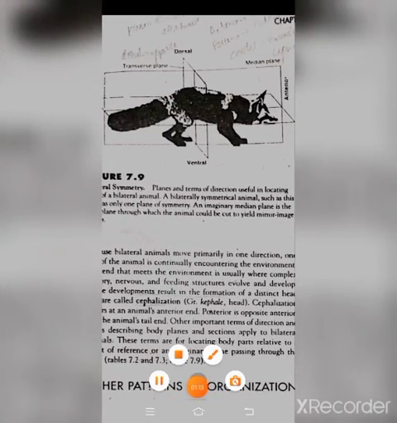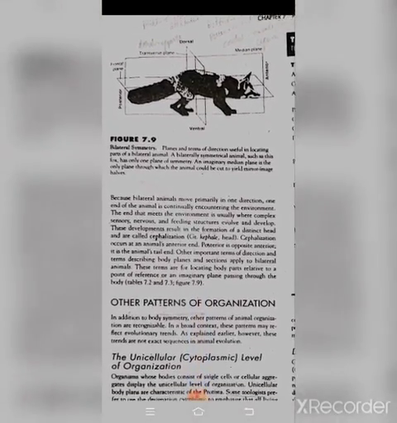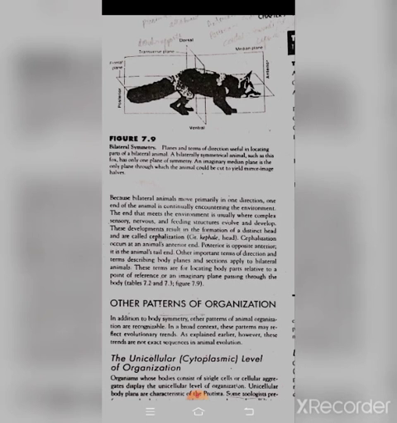Here is the diagram showing the bilateral symmetry, planes and the terms of direction useful in locating the parts of a bilateral animal. A bilaterally symmetrical animal such as this fox has only one plane of symmetry. An imaginary median plane is the only plane through which the animal could be cut to yield mirror image halves. Here is the anterior end and the posterior end, and the lower side is the ventral side and the upper side is the dorsal side. Now the median plane, the transverse plane and the frontal plane.